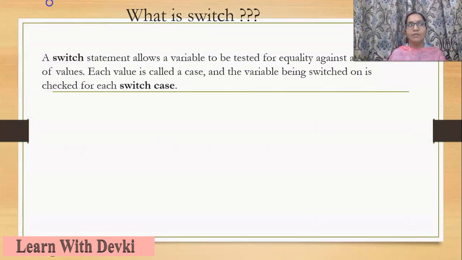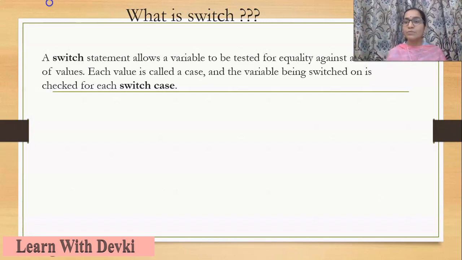We already have learned about the decision making statements. What are the decision makings? If, else if ladder, nested if statements. All these statements come under the category of decision making. So switch is also one of the alternatives of decision making statements. Under decision making, we use the ladder if statement. There is much similarity between the switch statement and the ladder if statement.